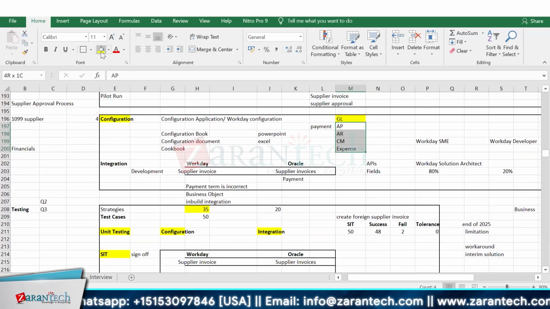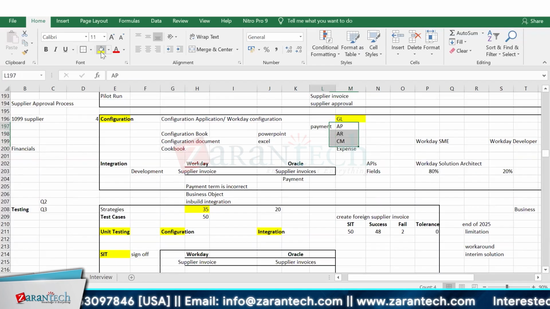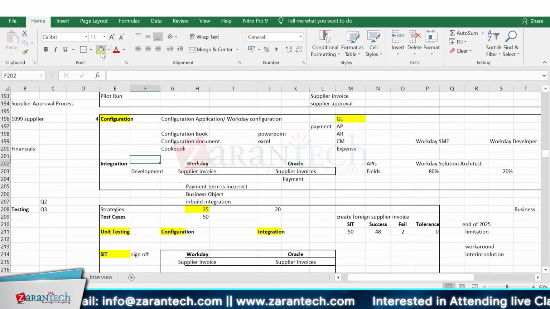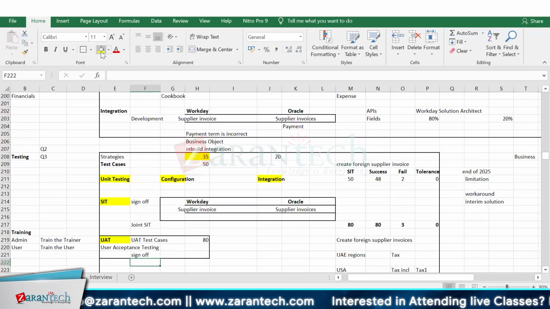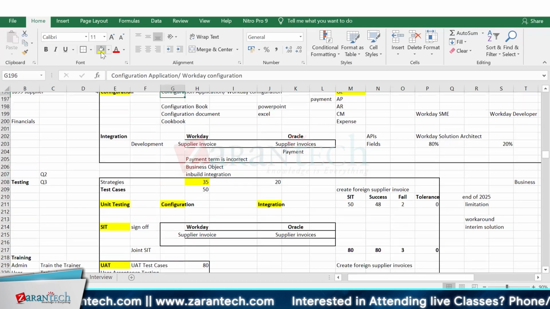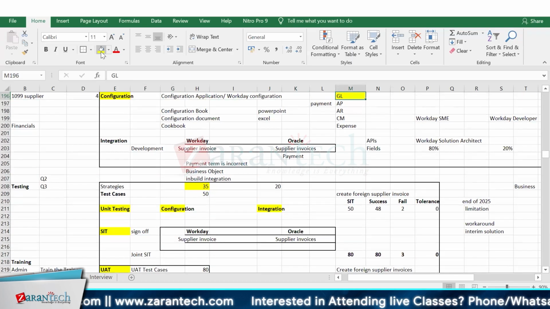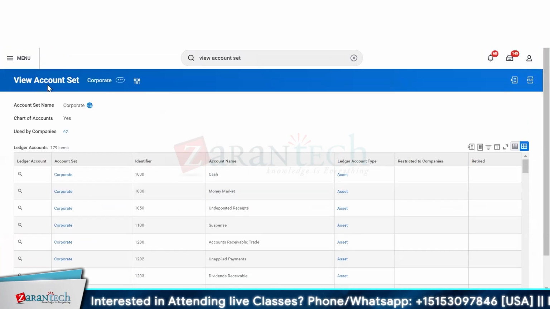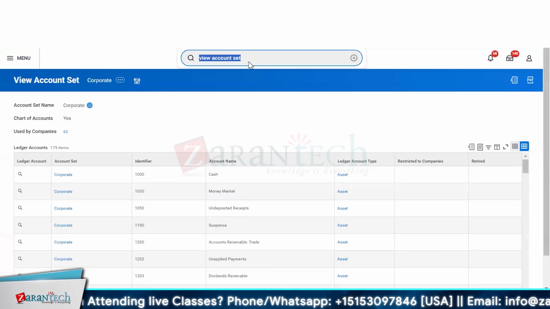Still AP, AR, CM and expense configuration is pending, not yet started. But when we start our AP module, then obviously we will start the configuration in this training, and then we will have testing as well. Right now I have completed my GL, so I can test my system. How can I test it? By checking that the GL configuration is up and running and correct, that my account sets, my calendar, my currency are accurate.